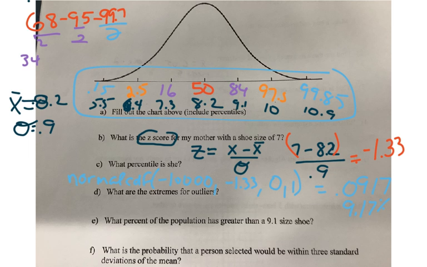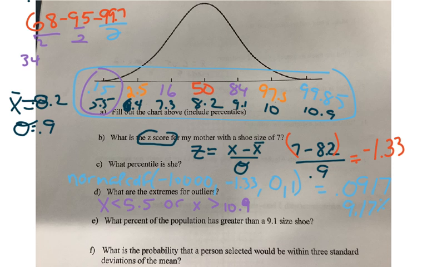All right, what are the extremes for outliers? So shoe sizes that are less than 5.5, so it's a 3 standard deviation rule, or x is greater than 10.9. Again, this is just made up data, so I don't think a shoe size of 11 would really be an outlier, but according to this, it is. So it's got to be less than the third standard deviation or greater than the third standard deviation, not equal to. 5.5 is not, 10.9 is not.